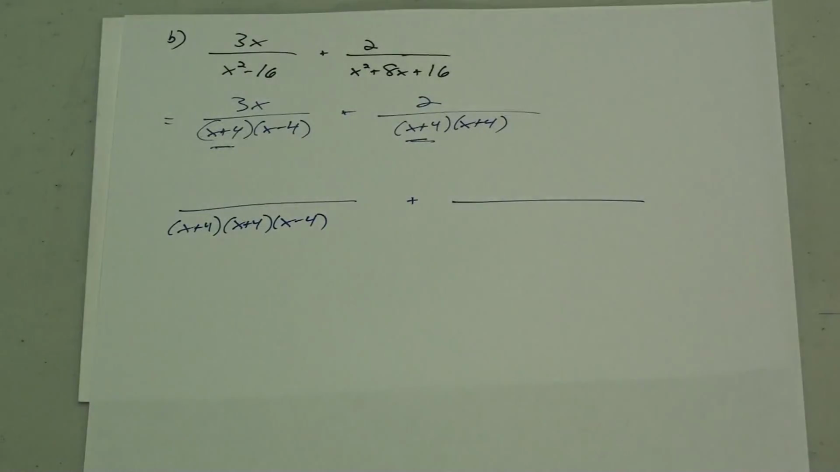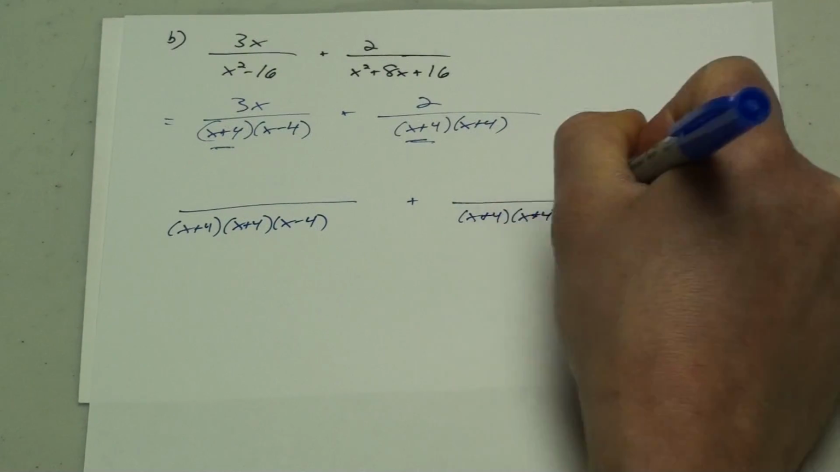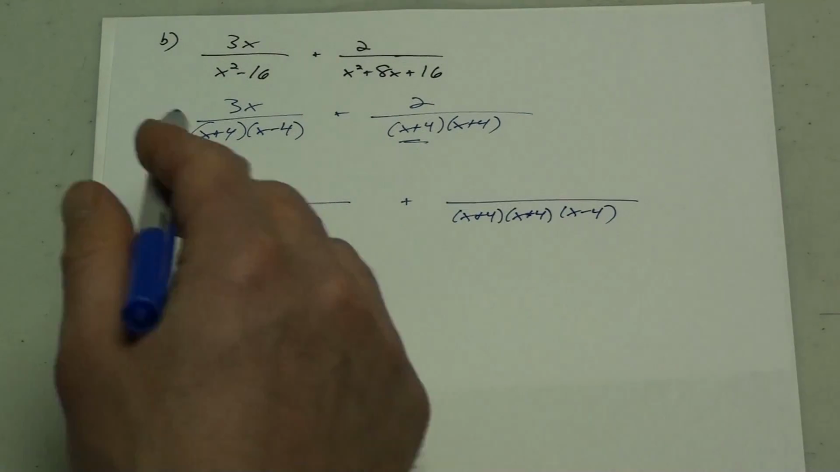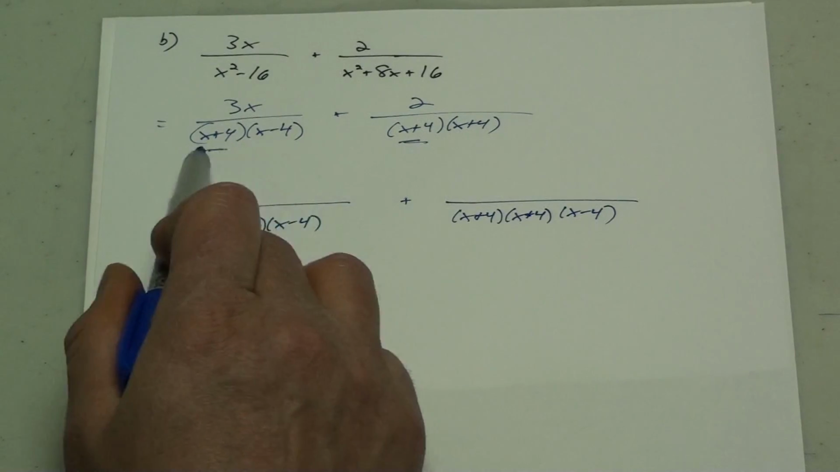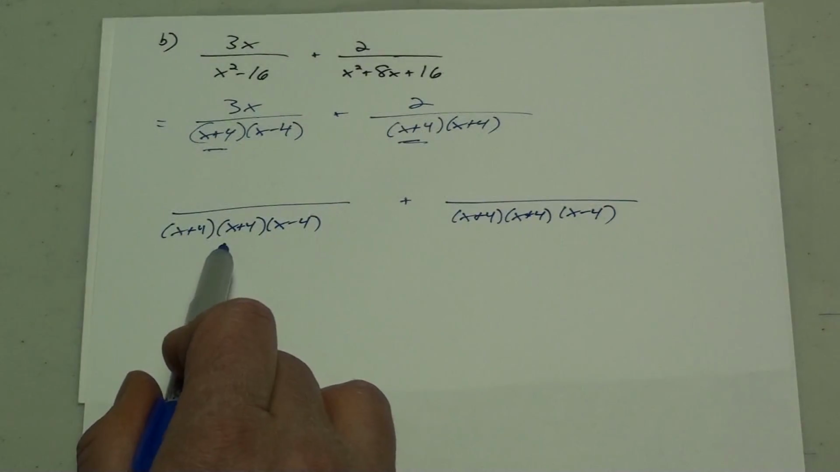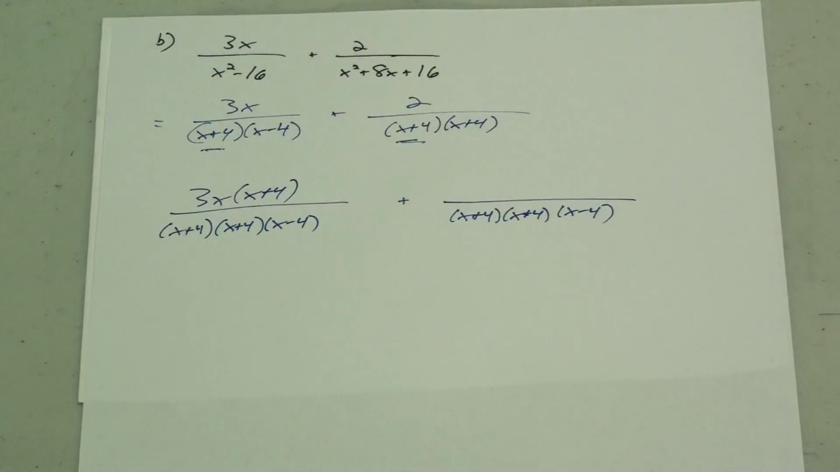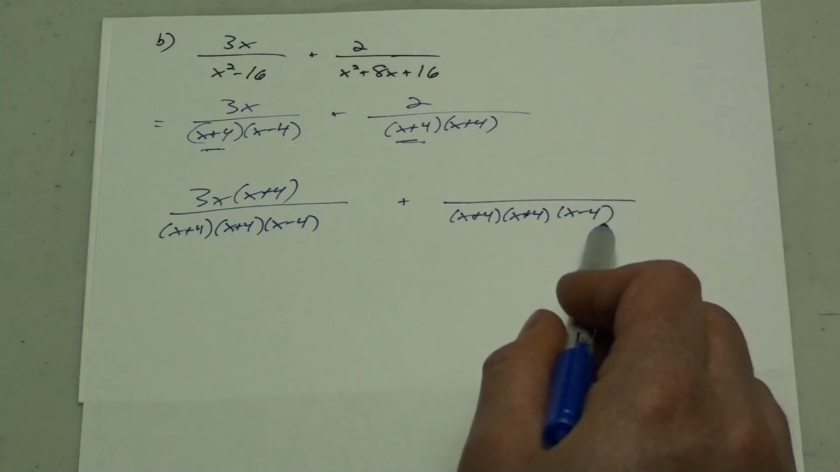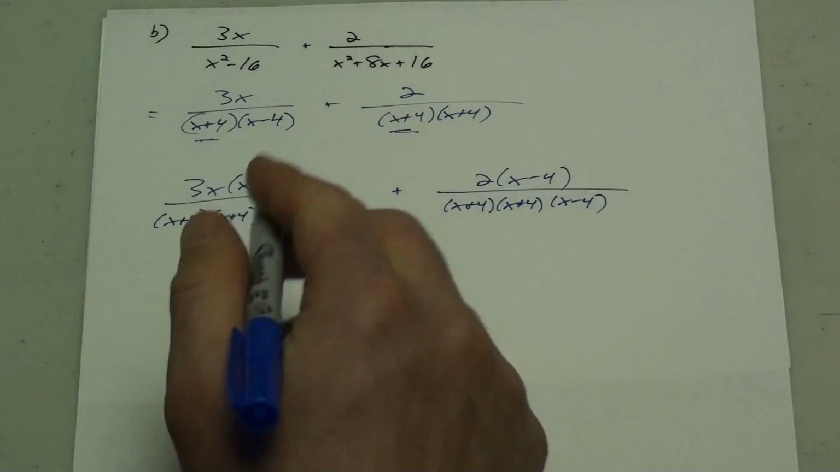It's going to be a combination made up of both denominators put together: x plus 4, x plus 4, x minus 4. Then I need to multiply my numerators by how I adjusted each of their denominators. This denominator got multiplied by another x plus 4, so that means my top needs to get multiplied by an x plus 4, by what it was missing. This denominator was missing an x minus 4, so I had to multiply it, and my top has to get multiplied by an x minus 4. Now I can add them up.